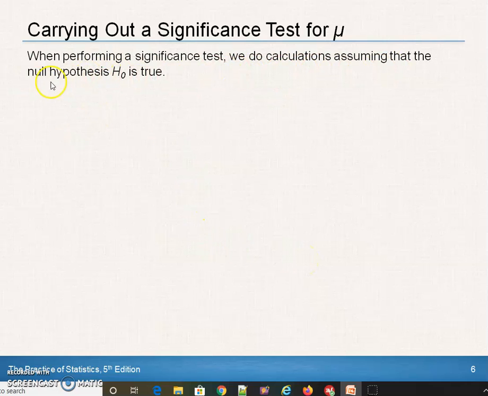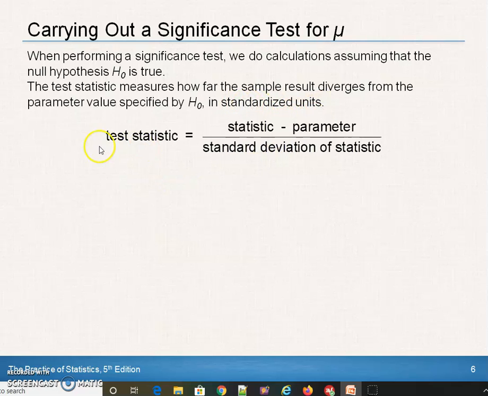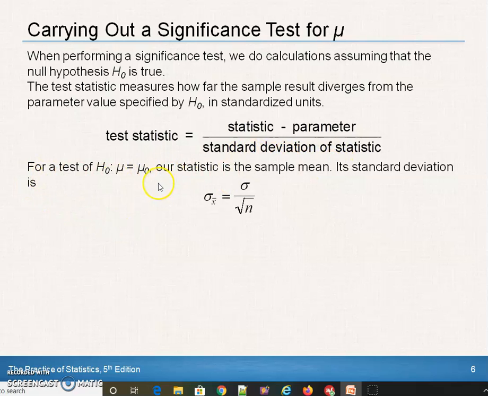Do the calculations assuming the null hypothesis is true. The test statistic measures how far the sample diverges from the parameter in standardized units. Just like we did before, this is the same wording really. Test statistic is statistic minus parameter over standard deviation of the statistic. Remember, for the proportion, it was p-hat minus p over the square root of pq over n. Well, in our case, mu sub 0 and mu are going to be the same.